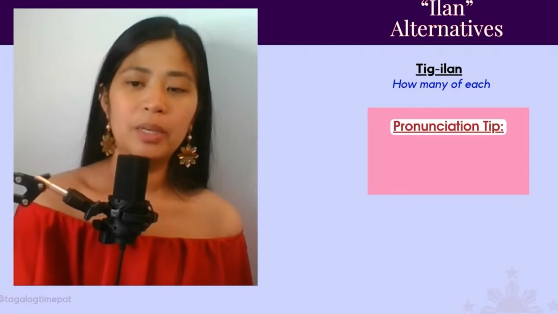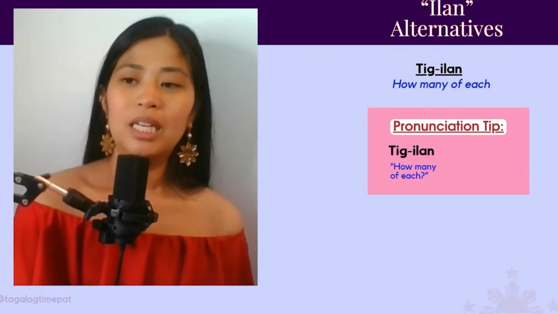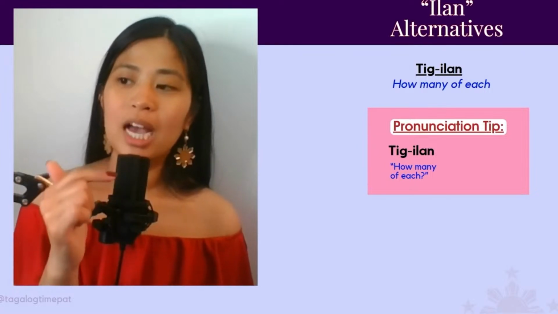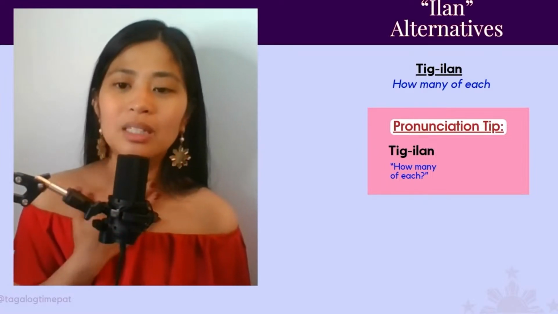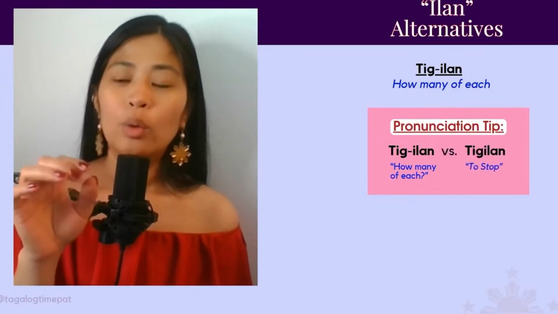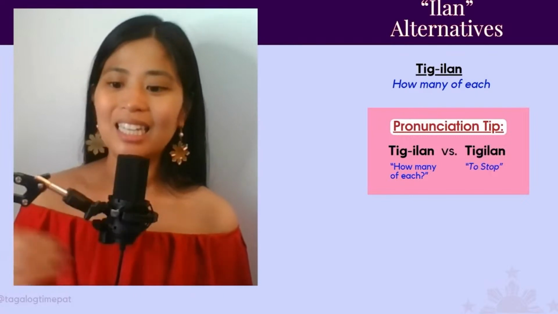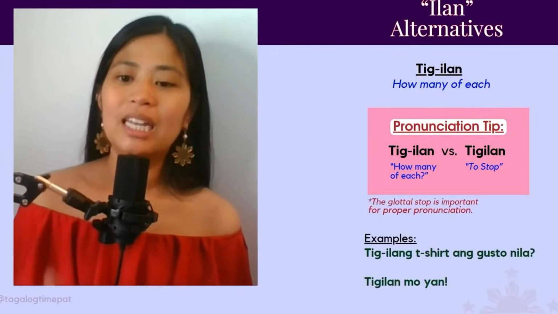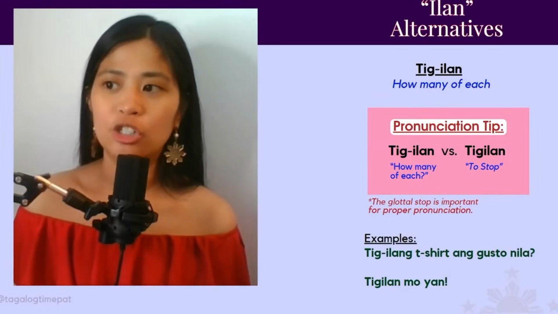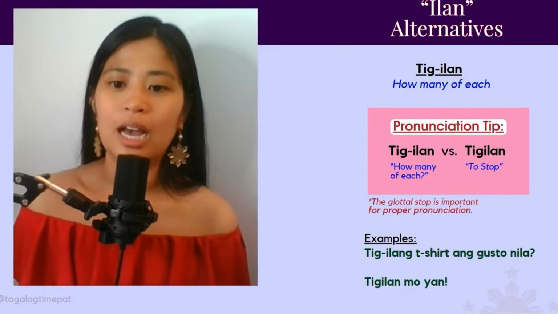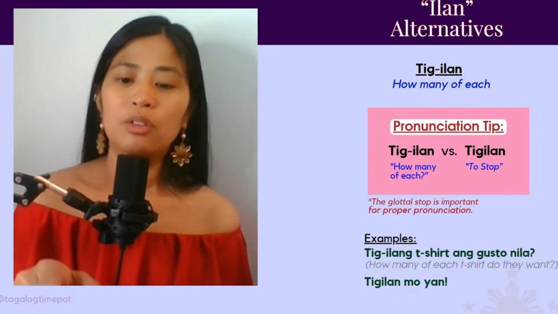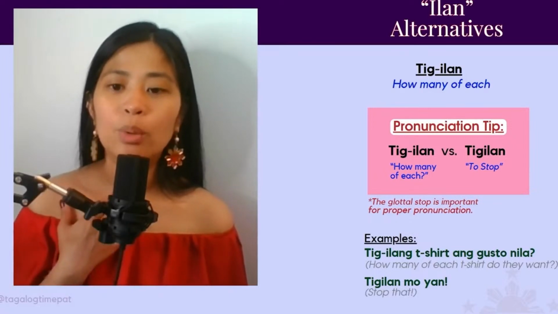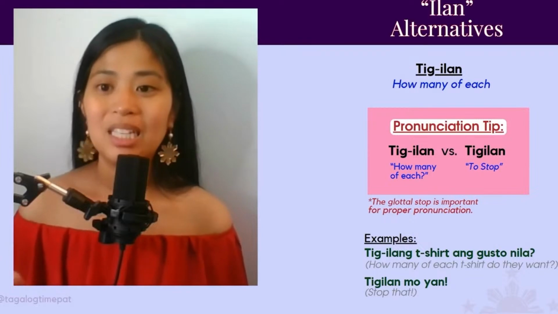And then just a pronunciation tip here. Tig-ilan is a homonym, meaning it can have different translations depending on how it's pronounced. So tig-ilan, when there's a hyphen in it, you have to have that glottal stop. Tig-ilan. That means how many of each. When there's no hyphen, tigilan, it's just one word. That means to stop. For example, tig-ilang t-shirt ang gusto nila? How many of each t-shirt do they want? But if you say, tigilan mo yan, that means stop that. So again, that glottal stop is important for proper pronunciation because they mean different things otherwise.